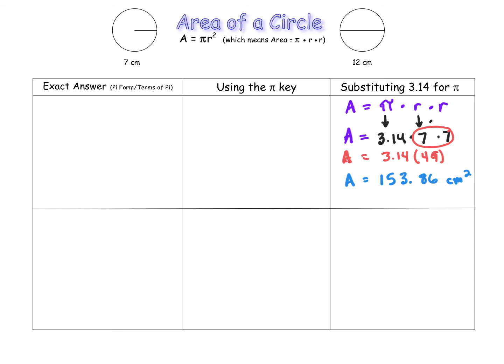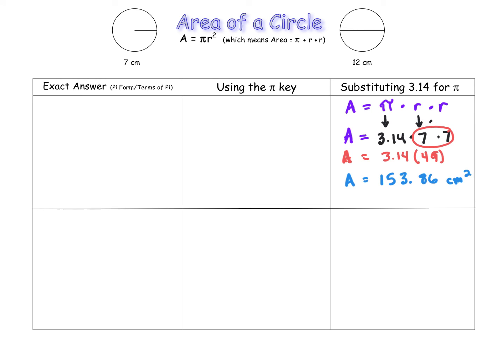And I like to do that because when I'm working with decimals, sometimes it's hard for my brain to calculate that and see if my answer is indeed a reasonable answer. Do you have to do the in-between step if you have a calculator? No, but I would suggest it if you do. I'd always work with the r times r first.